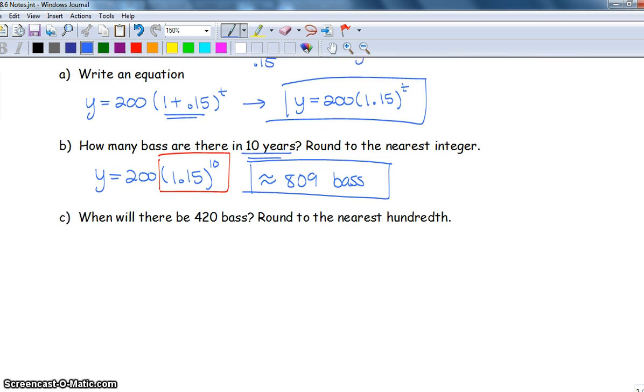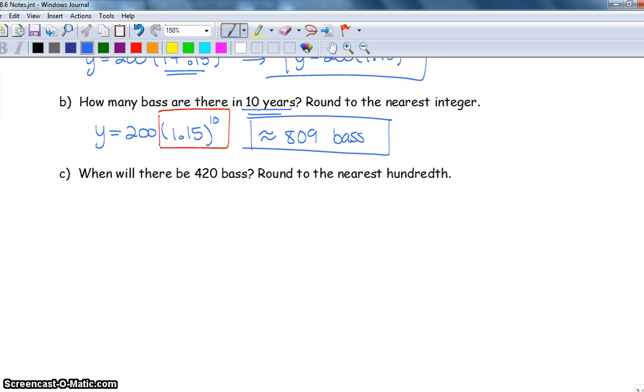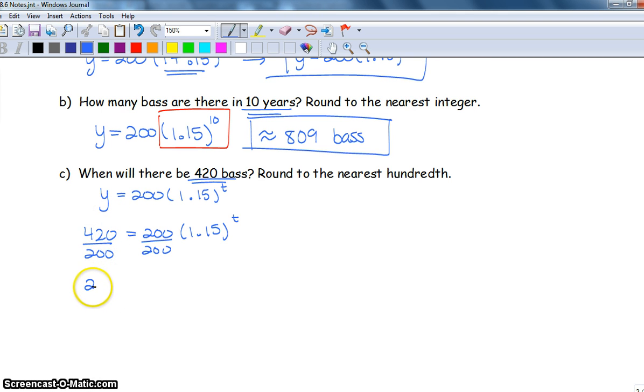Integer being non-decimal answer. And our last problem, when will there be 420 bass? Round to the nearest hundredth. So we go back to our original equation, y equals the 200 times 1.15 raised to the t power. So again, we have two variables. We've got y and we've got t. 420 bass is representing your y variable. Now, up until this point, the only way we knew how to solve this kind of problem was in our calculator, but now you can solve it algebraically, and you're going to be expected to solve algebraically on your quiz. So 420 divided by 200 reduces down to 2.1.